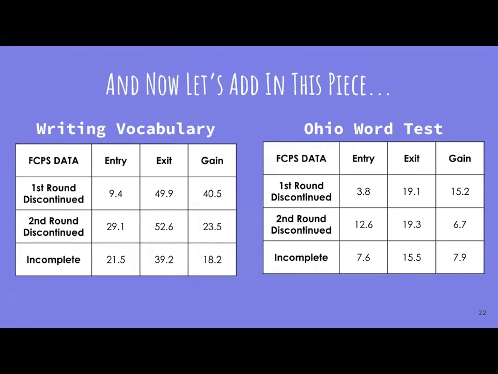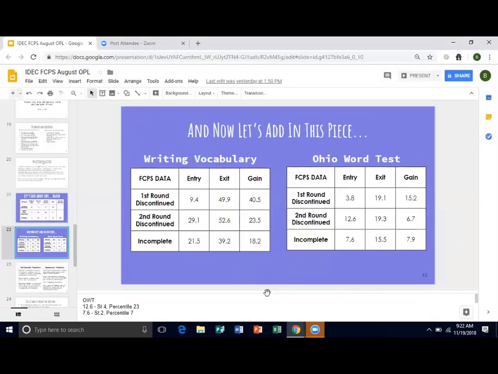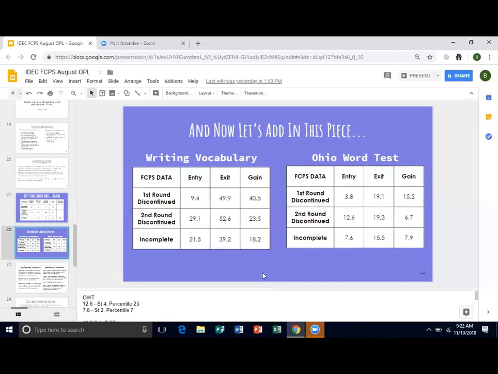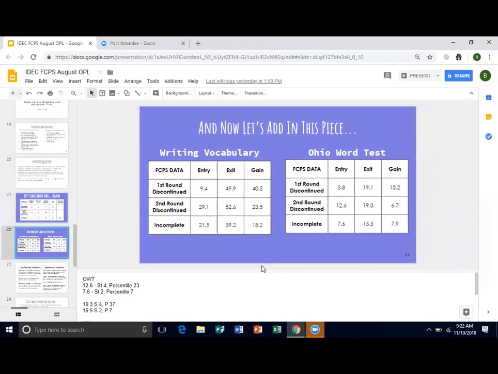They were like, well, that's interesting. So then we also looked at the comparison on the Ohio Word Test. And we thought that was interesting too. And something that we also looked at, which I'm going to have to pull from down here, is that we also looked at the percentiles. Do you remember that, Amy?